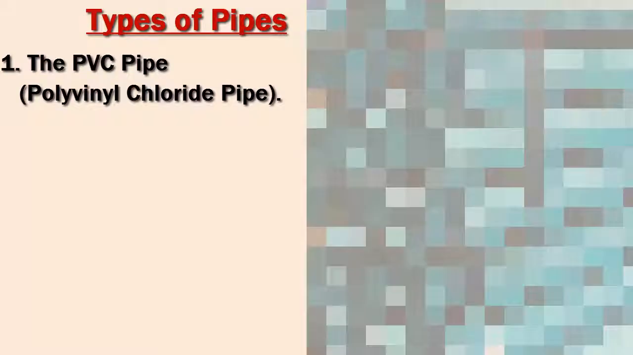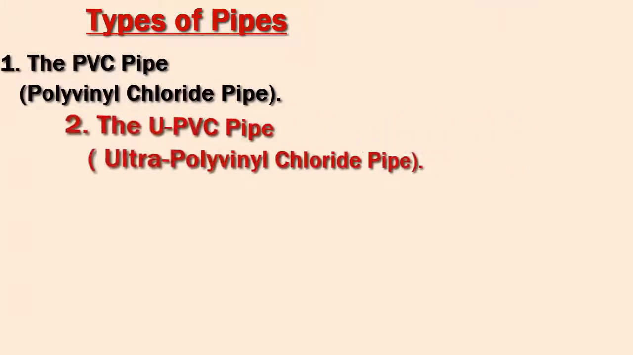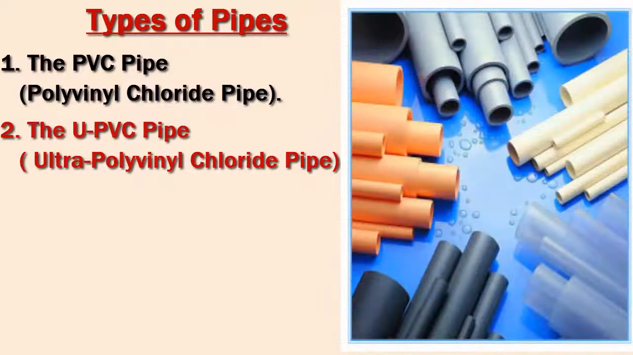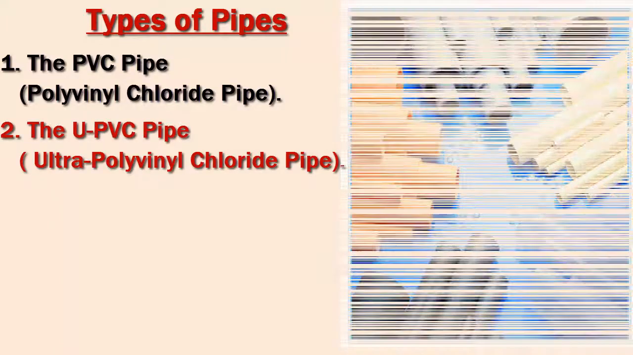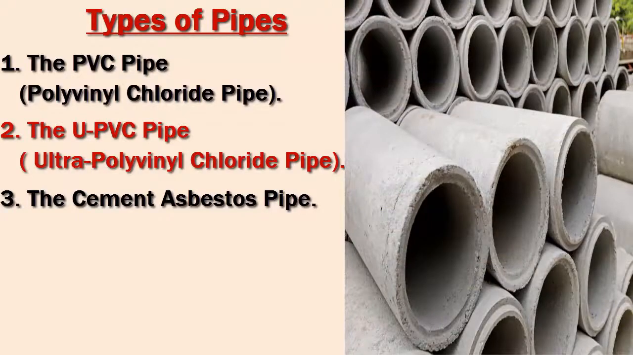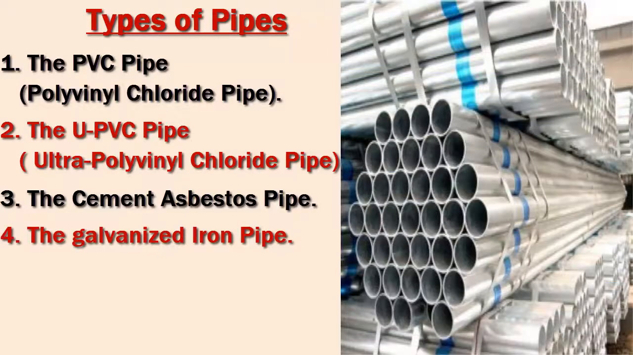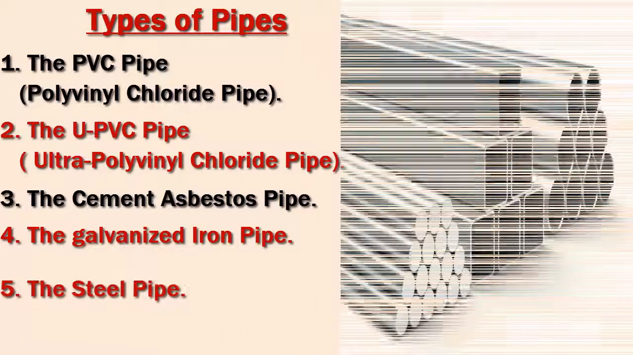So the common materials we are going to discuss today: one, the PVC pipe. What is PVC? Polyvinyl chloride pipe. We have the ultra PVC, that is UPVC, ultra polyvinyl chloride material. We also have an asbestos material, also used as a piping material. We also have the galvanized iron pipe, and lastly we have the steel pipe.